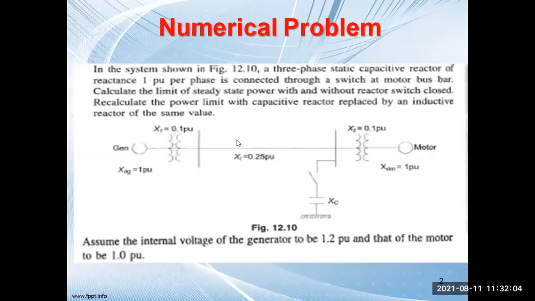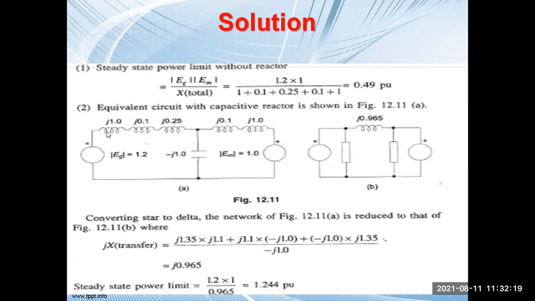Now next, the second part, we need to calculate the steady state power limit when this capacitor is connected. Now when this capacitor is connected, you see this generator will be there, then this transformer, then there is a transmission line, and in parallel with this there is a capacitor. So this is the generator reactance, then the transformer reactance, and this is the transmission line reactance. Then we have a parallel capacitor.